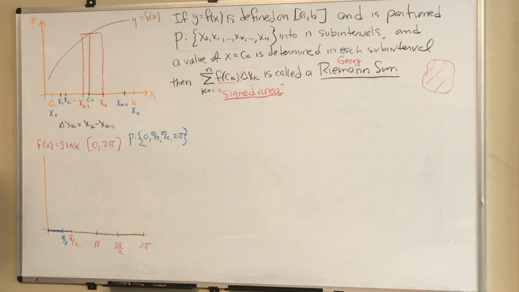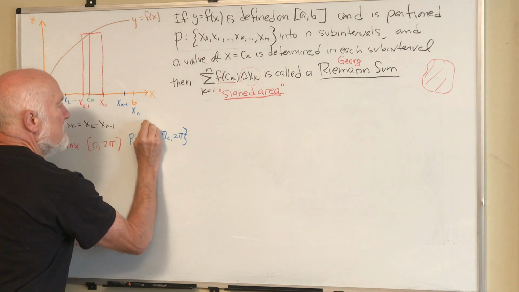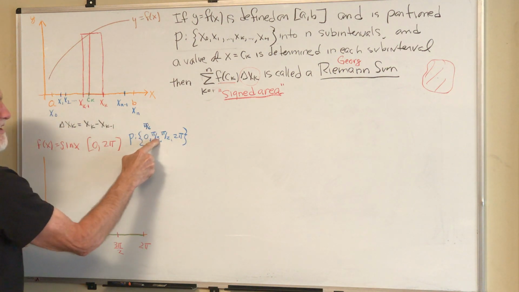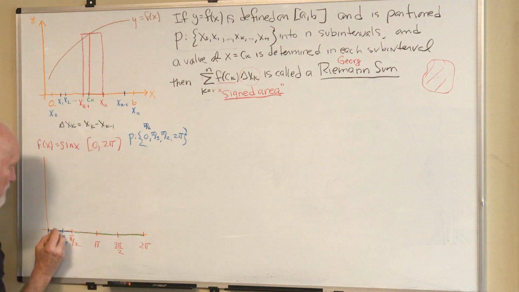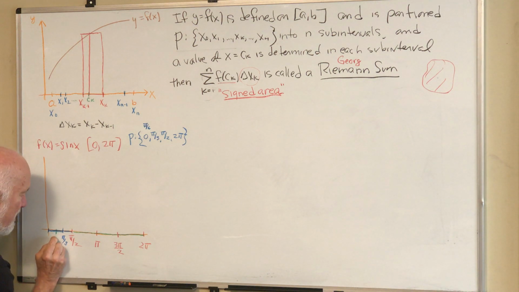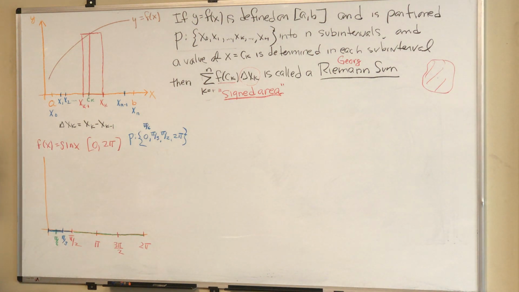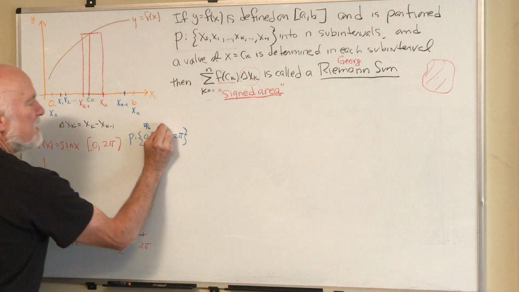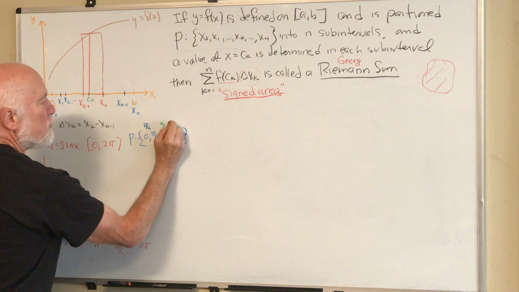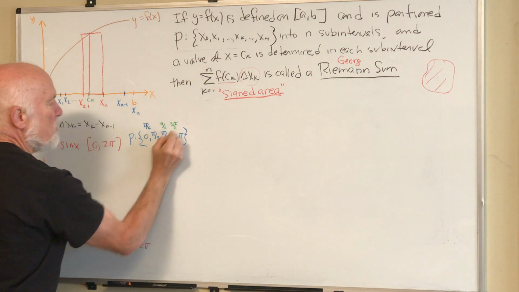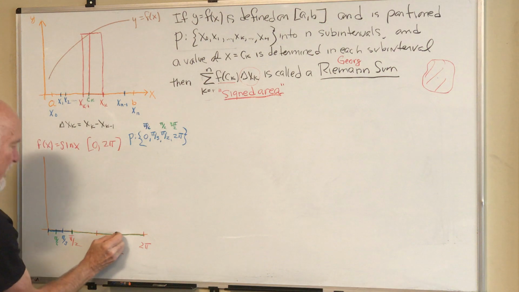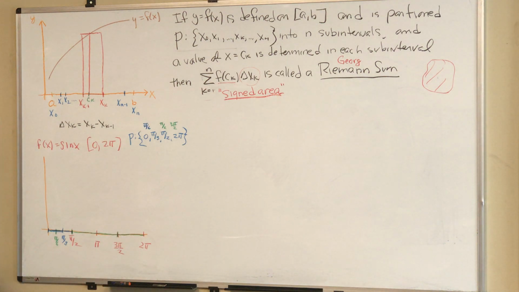Now, I also have to tell you what the values of c sub k are. So we're going to pick pi over 6 to be in this first one. So pi over 6 is going to be right here. And then pi over 2 is going to be the next one. And the last one we'll do at 3 pi over 2, between pi over 2 and 2 pi. So right here. So let's take a look what the sine function looks like.